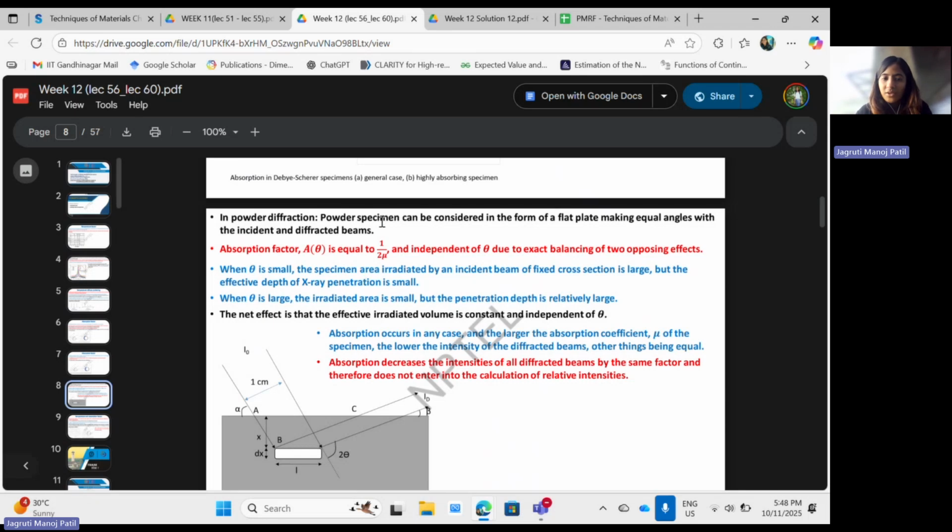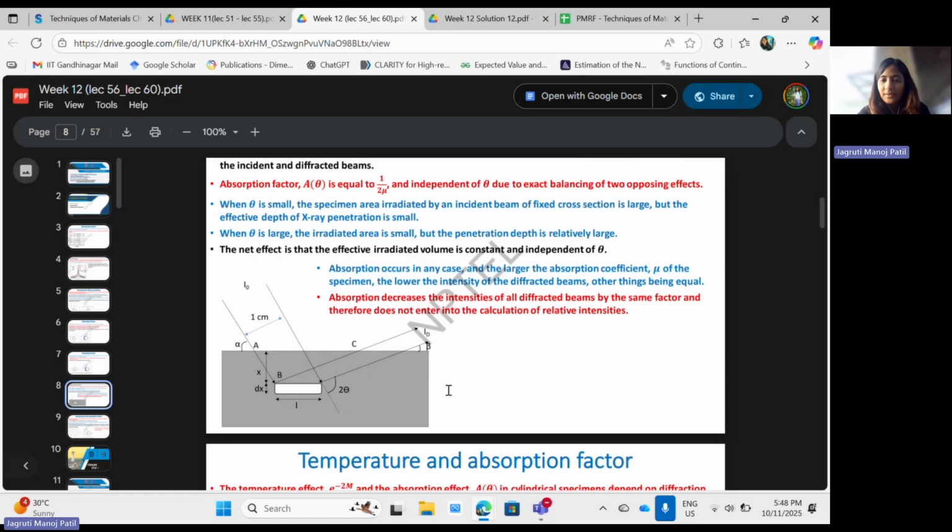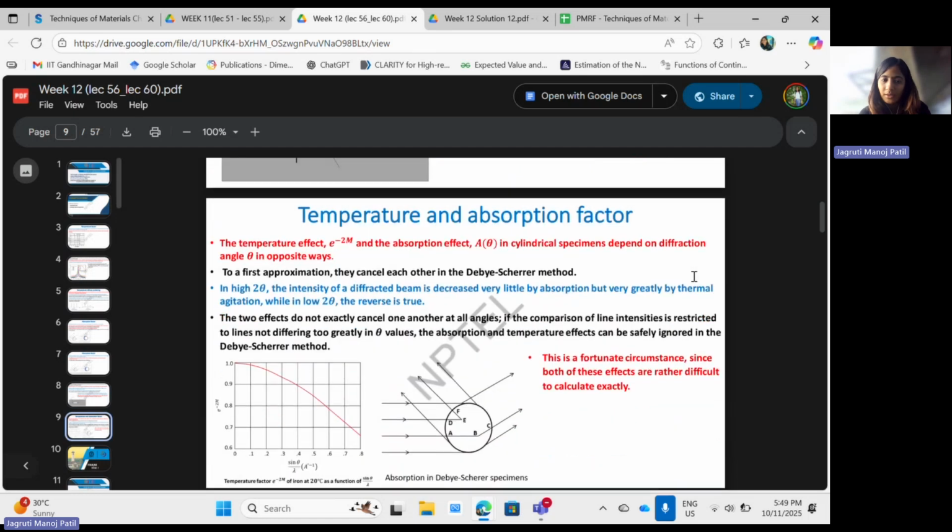And this factor is like the inverse of the amplitude, and it's independent of the angle, because of the two exactly opposing effects in this case. So these are some basic physics phenomena that you always see. Absorption will always occur in any case. The higher the absorption coefficient of the specimen, the lower the intensity of the diffracted beams, other things being equal. You know that. Okay.